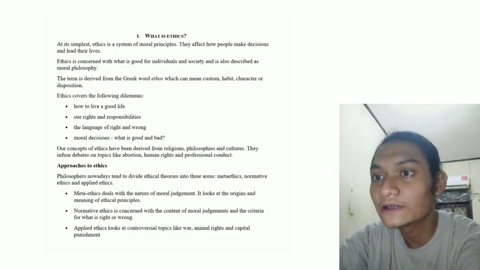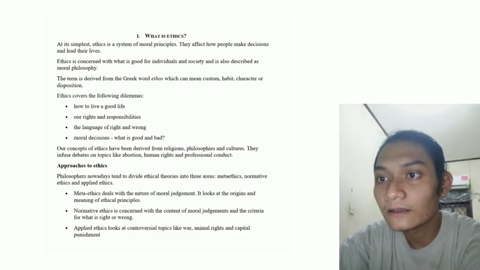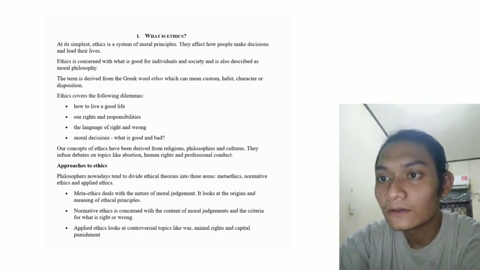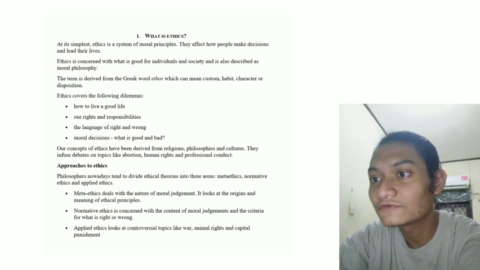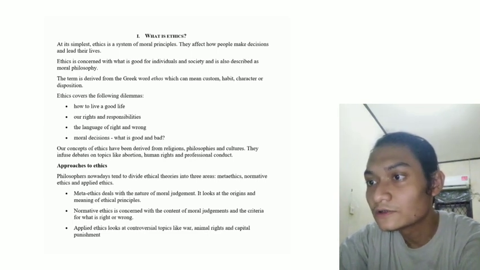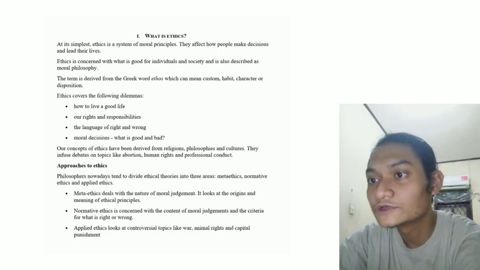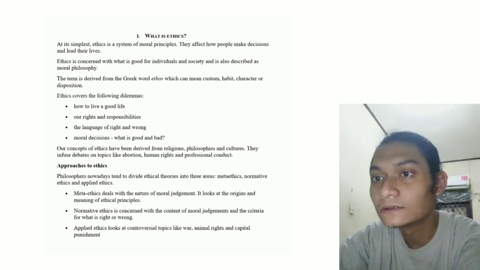Ethics covers the following dilemmas: how to live a good life, rights and responsibilities, the language of right and wrong, moral decisions, and what is good and bad. Our concepts of ethics have been derived from religions, philosophies, and cultures. They infuse debates on topics like abortion, human rights, and professional conduct.